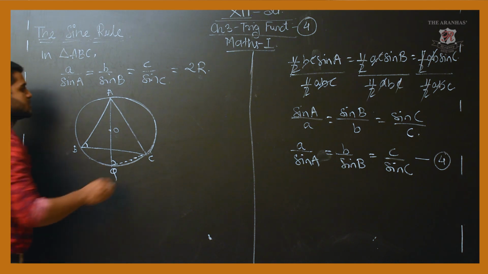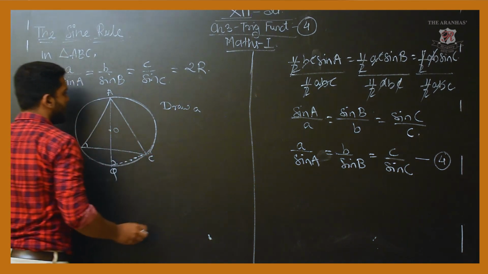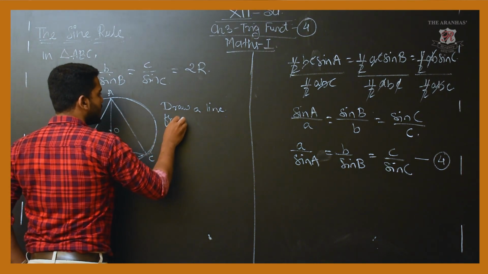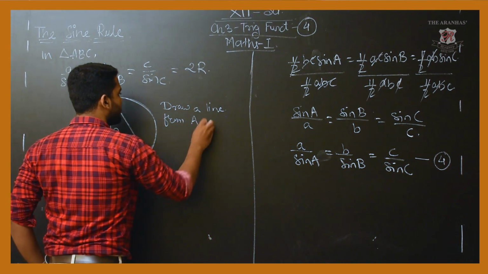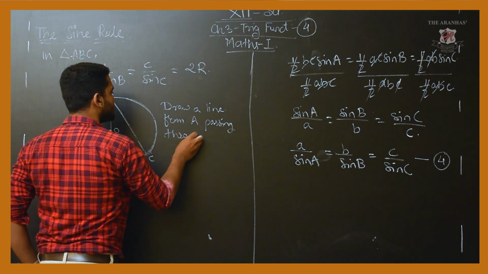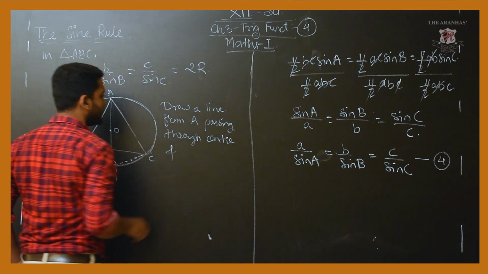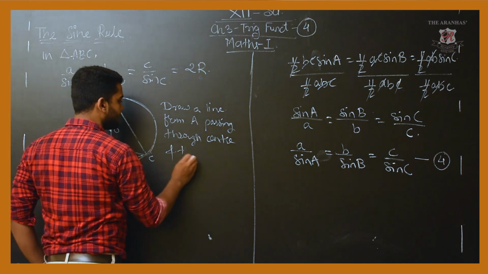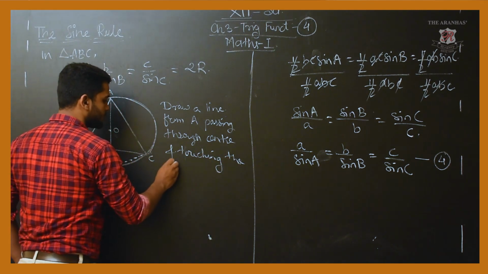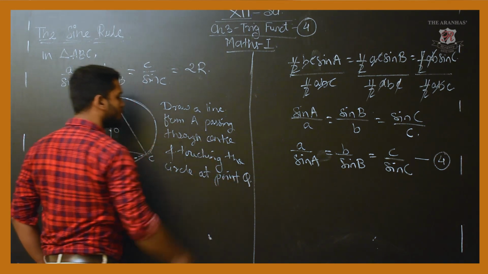So basically, first, let's write down the construction. Draw a line from A passing through the center and touching the circle at point Q. Okay.